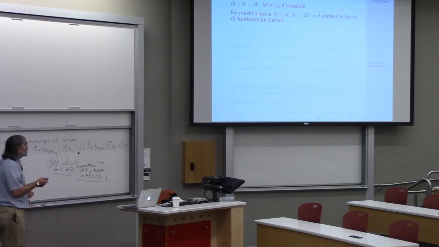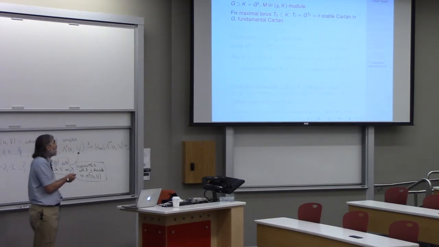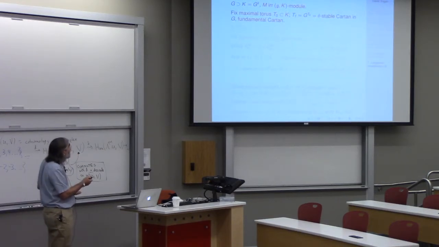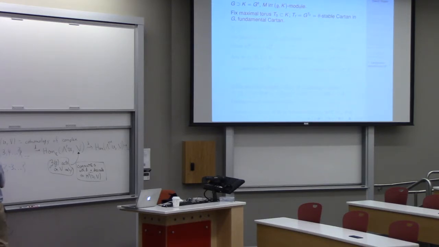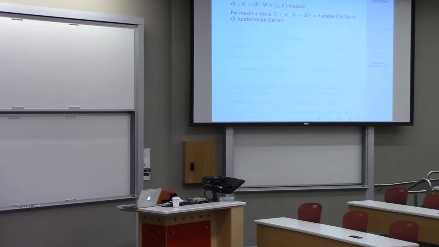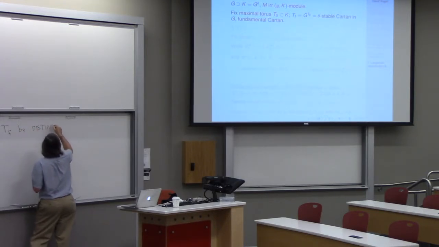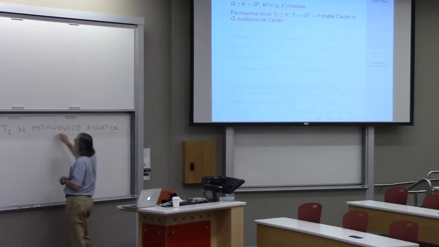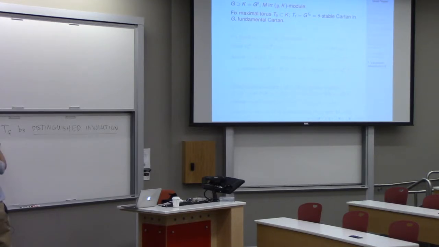I want to start with a maximal torus inside K. Then the centralizer of that maximal torus in G is a Cartan subgroup of G called the fundamental Cartan. This has come up a lot. But in the Atlas point of view, this is the Cartan where the action of theta is as close to trivial as possible. So maybe I'll write that. I'm going to switch to writing. I'll say that theta acts on T_F by the distinguished involution. And so this is as close to trivial as possible.